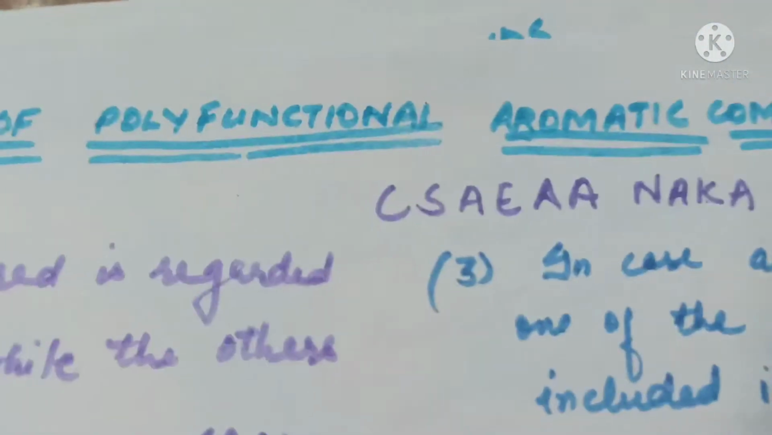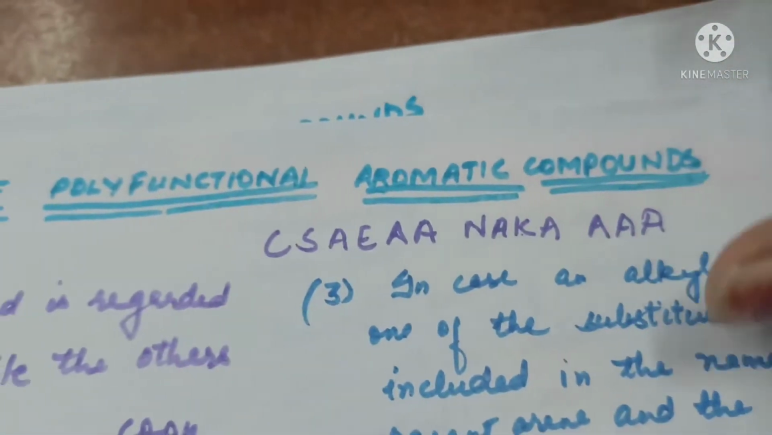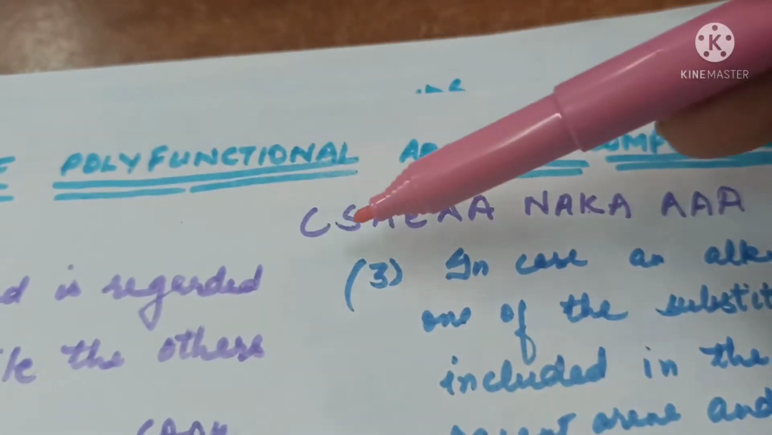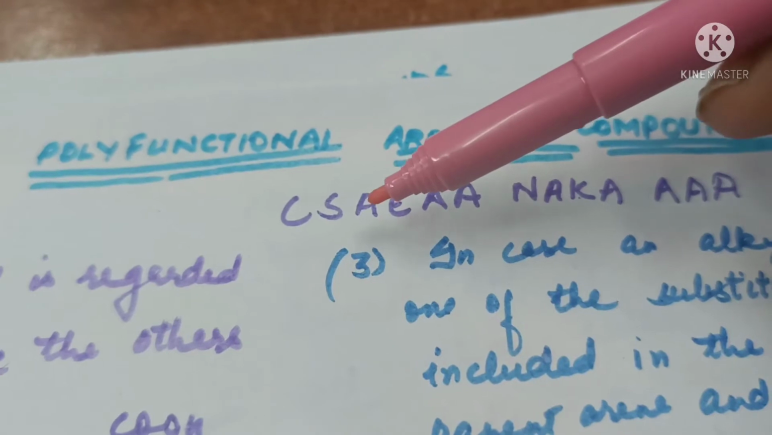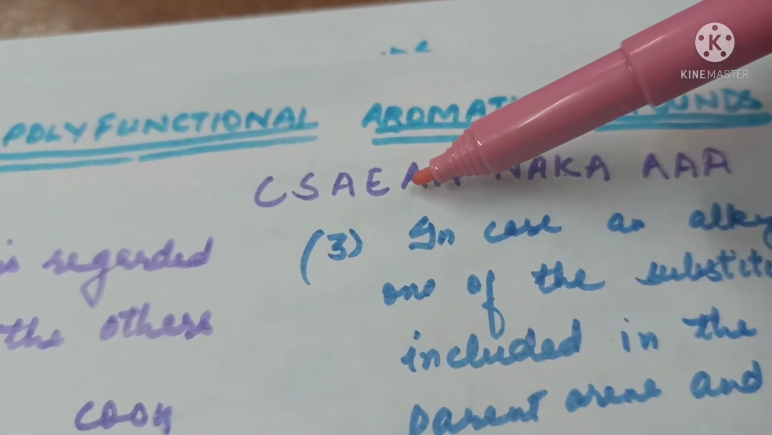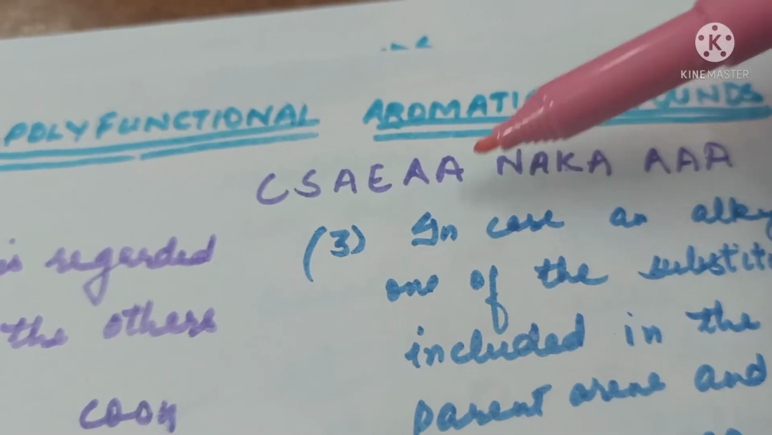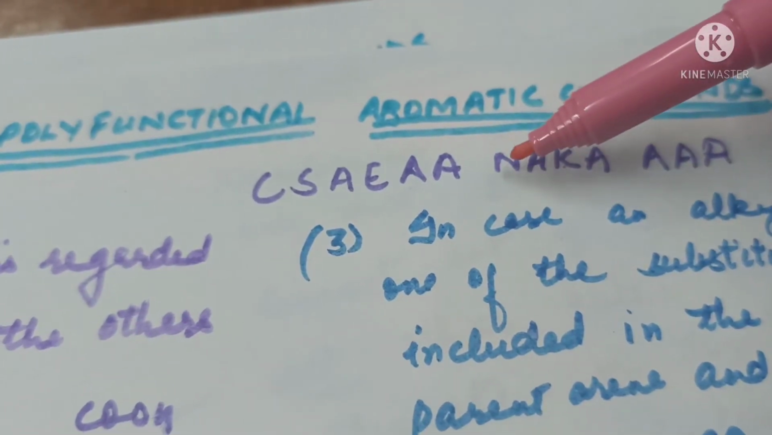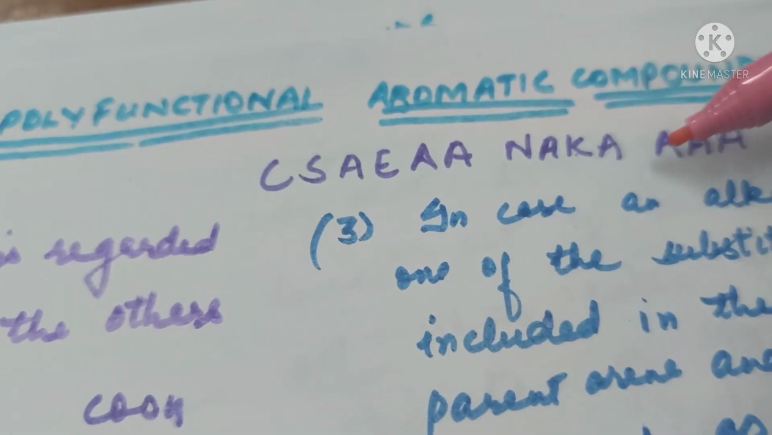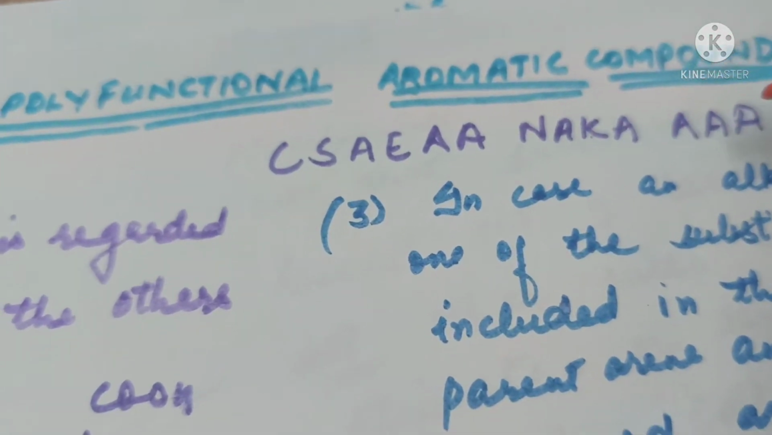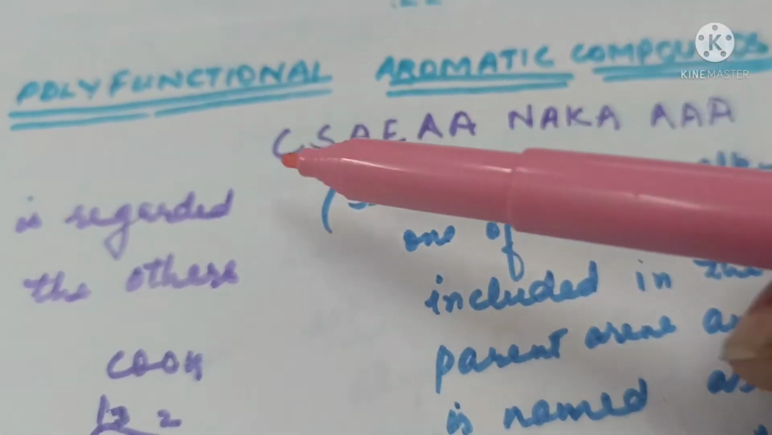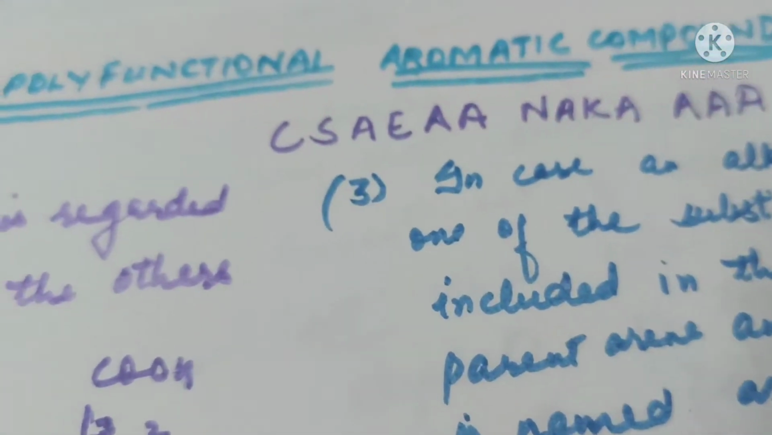The priority of the functional group is decided as per this order: carboxylic acids, sulfonic acids, acid anhydrides, esters, then acid halides and acid amides, then nitriles, aldehydes, ketones, alcohols, amines, alkenes and alkynes. So whichever group comes first will be the principal functional group.